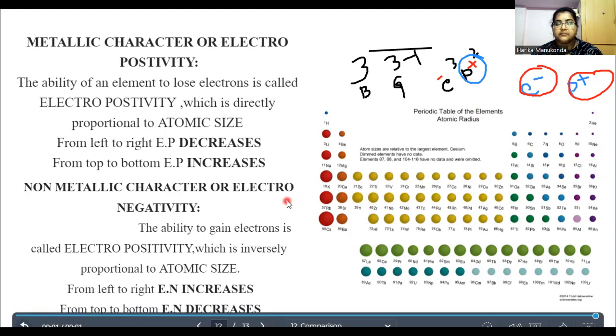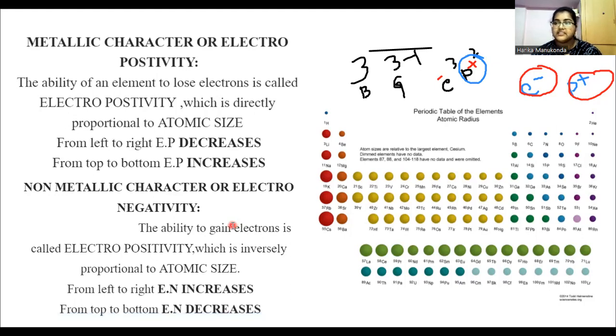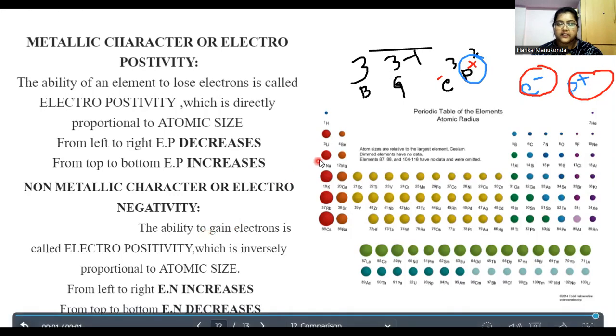So electronegativity means the ability to gain electrons, which is inversely proportional to atomic size. So if you see here, from left to right, the electronegativity increases. As size decreases, electronegativity increases. And from top to bottom, as size increases, electronegativity decreases.